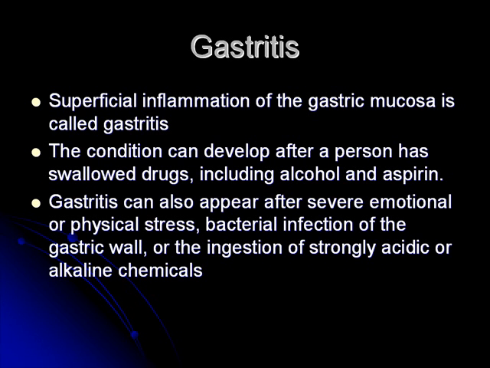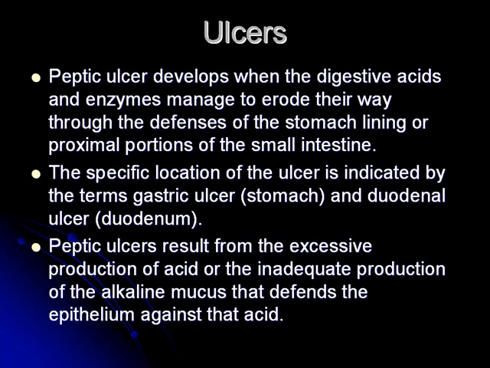Now, an abnormal condition referred to as gastritis is a superficial inflammation of the gastric mucosa. The condition can develop after a person has swallowed drugs, including alcohol and aspirin. Gastritis can also appear after several emotional and physical stresses, bacterial infections in the gastric wall, or the ingestion of strongly acidic or alkaline chemicals.